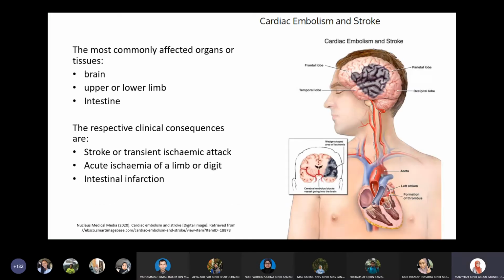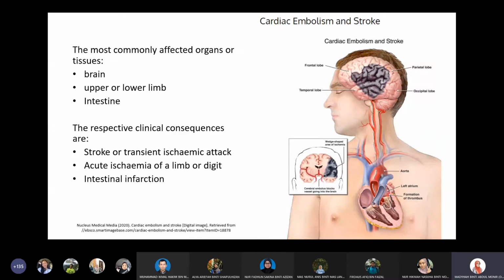Alright, so the most commonly affected organs or tissue in arterial thrombosis or arterial thromboembolism are the brain, either the upper or lower limb, and also the intestine. Okay, so what will happen? The respective clinical consequences: in the brain, the patient can develop stroke or transient ischemic attack. In the limb, they can develop acute ischemia of the limb or digit. And in the intestine, you can develop intestinal infarction.